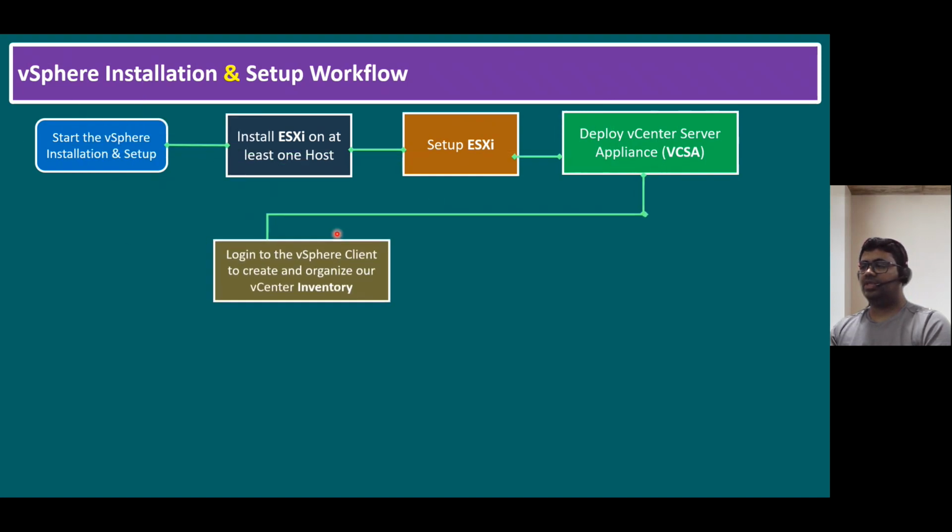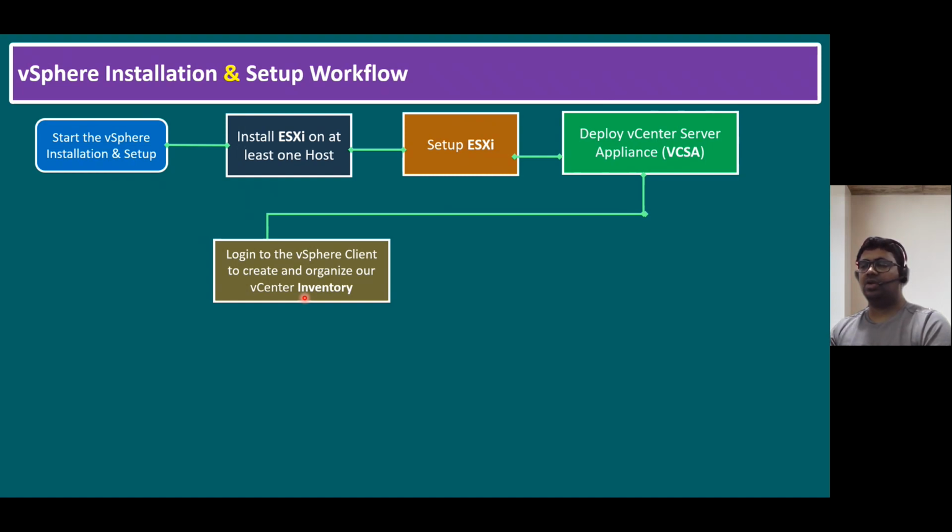And the next step is to log into the vSphere client and create and organize our vCenter inventory. The vCenter inventory has so many objects. First, initially start with your data center creation and add the ESXi host. And if we have multiple ESXi hosts, create the cluster and enable HA, DRS, and also additional features like DPM. Fault tolerance also we can enable.